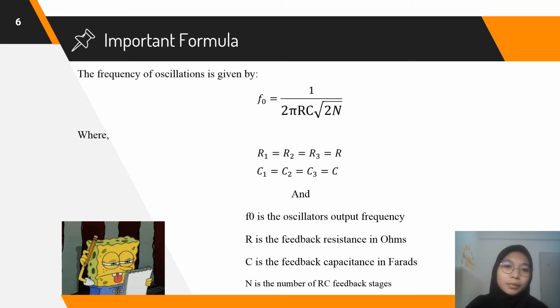My name is Naadila binti Osman and I want to explain the important formula in the phase shift oscillator. The frequency of oscillation is given by F0 equals 1 over 2 pi RC square root of 2N, where R1 equals R2 equals R3 equals R, C1 equals C2 equals C3 equals C, and F0 is the oscillator's output frequency, R is the feedback resistance in ohms, C is the feedback capacitance in farads, and N is the number of RC feedback stages.